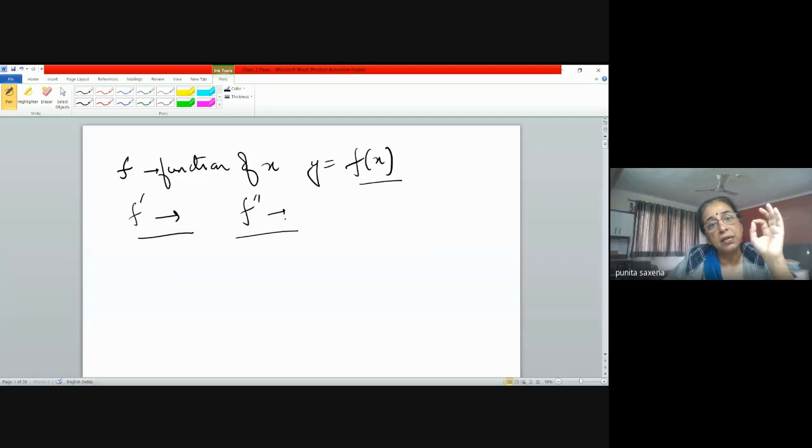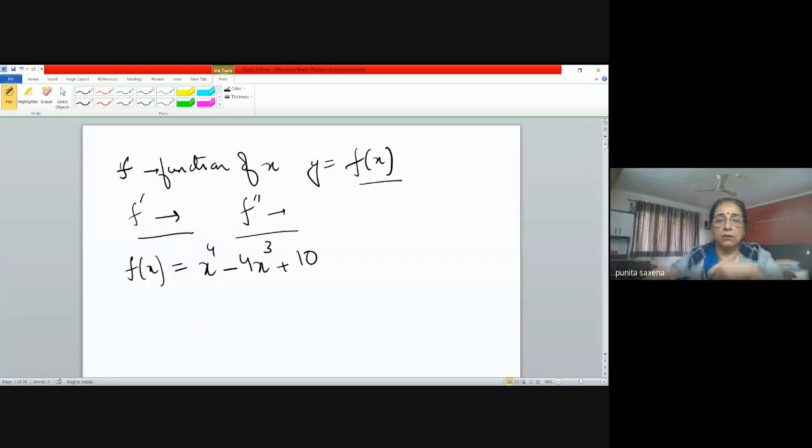The only thing is that we have to understand the behavior based upon the first derivative and the second derivative properly, and then use them to sketch the graph. Okay. I'll start with polynomials. We'll start with basic functions, and then gradually we'll move over to more complicated functions. Like if I take a simple polynomial f(x) equal to x^4 minus 4x^3 plus 10. Supposing I have this function and my problem is to sketch the graph of this function.